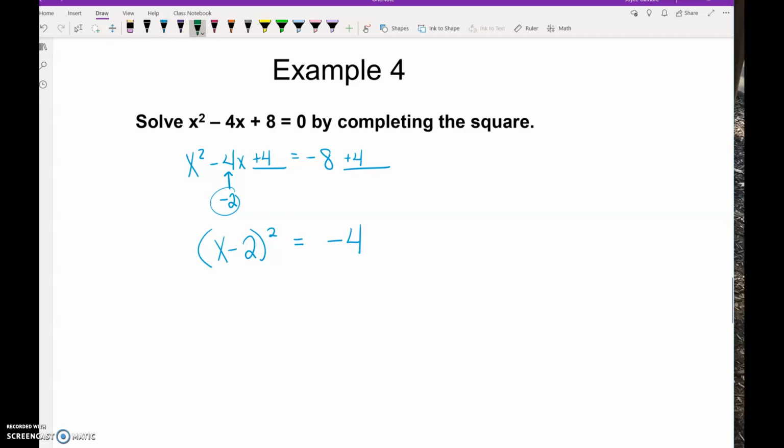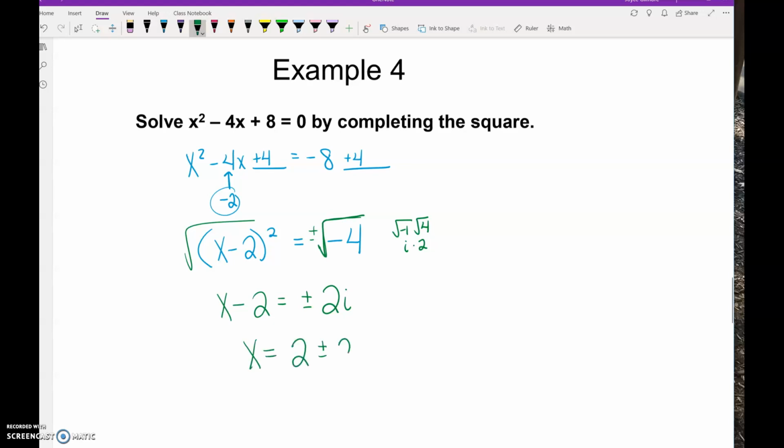Now we're going to square root both sides. So x minus 2 equals positive or negative... what is the square root of negative 4? That's the square root of negative 1 times the square root of positive 4, 2i. Add 2 to both sides. 2 plus or minus 2i.